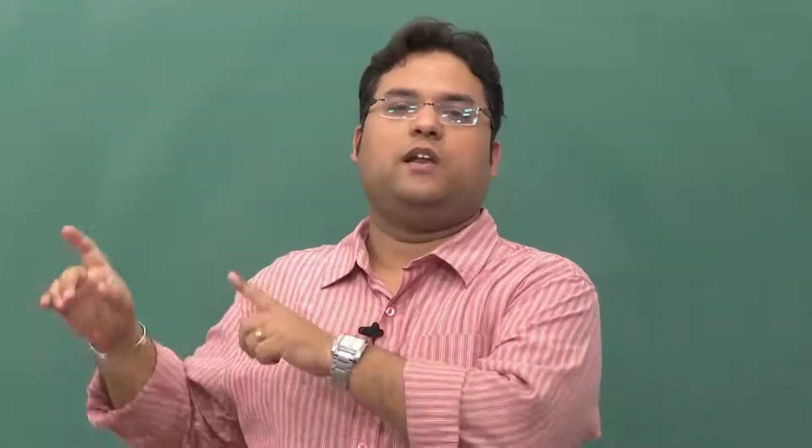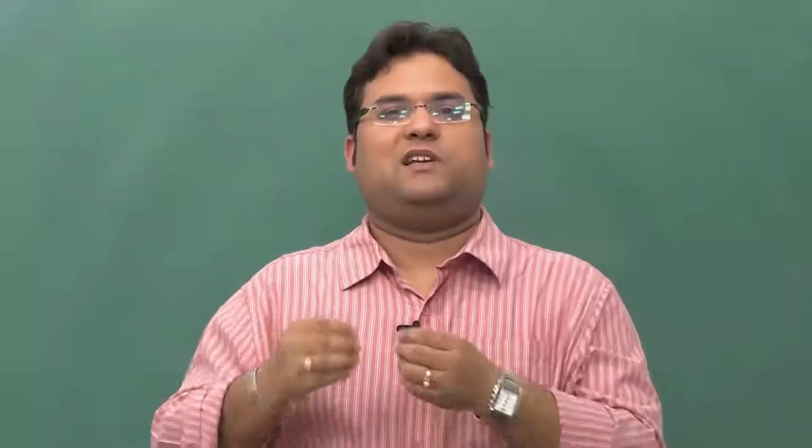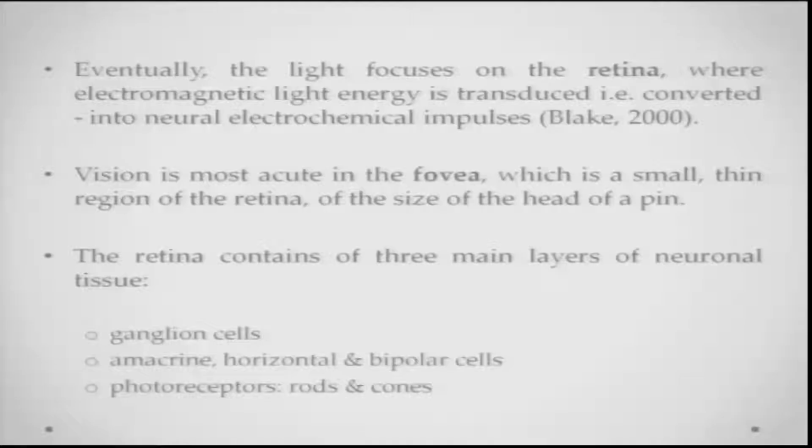So the light passes through the cornea, goes through the pupil, passes the lens and the vitreous humor, and falls back at the retina. At the retina is where this is converted into electrical impulses. That is where the brain starts making sense of this. The vision is most acute at the fovea. The fovea is a very small thin region of the retina, which is about the size of the head of a pin.